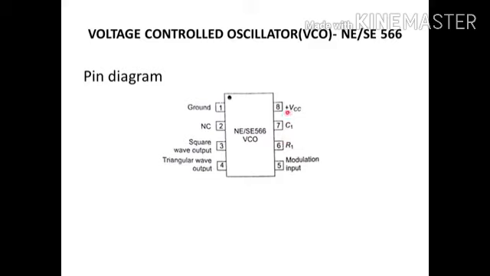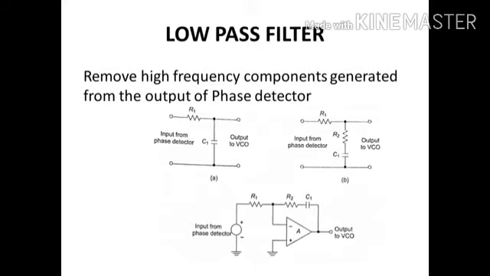And then you can see obviously VCC and ground. The next part that we are going to see here is the low pass filter. So the low pass filter is obviously the same one. It is nothing but: the output of the phase detector is given as input to the low pass filter. A low pass filter has to filter high frequency and pass low frequency.